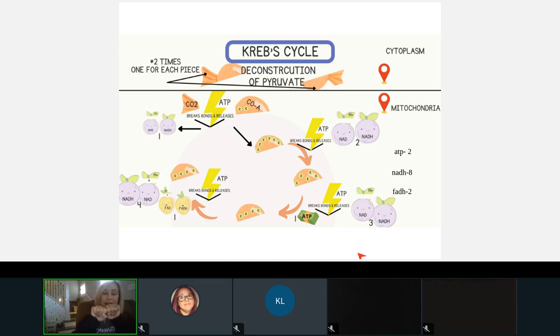Anytime we break bonds, energy is released. Good, and we take that energy and attach hydrogen molecules to the NAD, just like Caden said, and make NADH molecules. We're making NADH molecules as we go around the cycle. We make one FADH and one ATP.